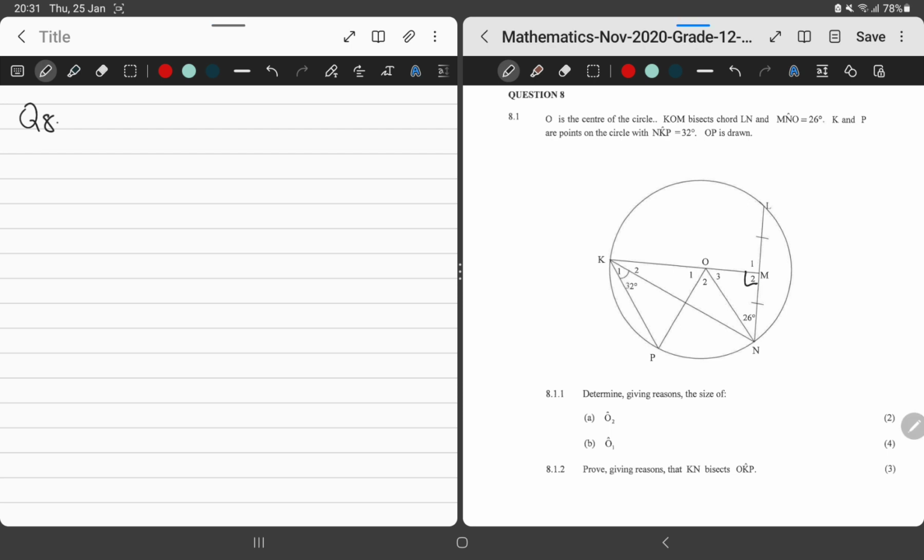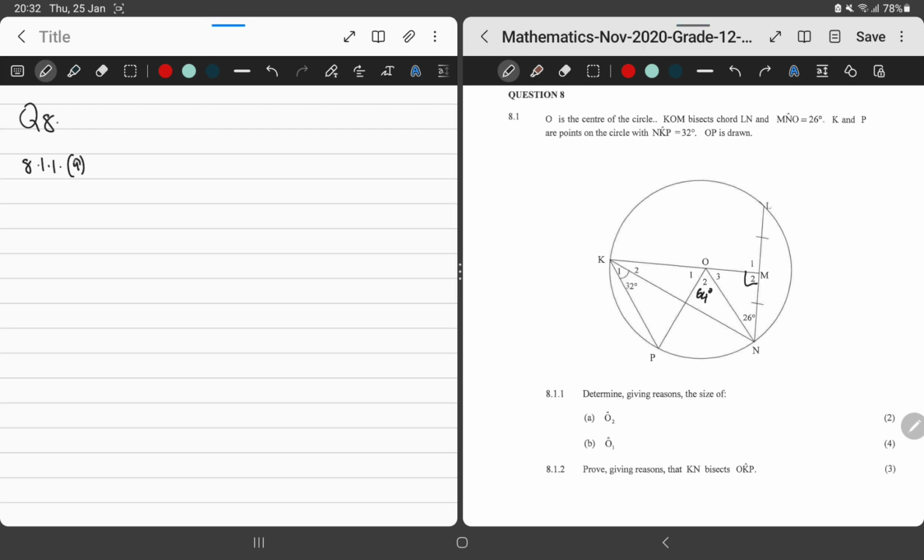M2 is equal to 90 degrees, and this is because OM is a line that is drawn from the center to the midpoint of a chord. And then O2 is equal to 64 degrees because this arc right here subtends O2 at the center. It also subtends K1 at the circumference. So the angle at the center is 2 times the angle at the circumference.